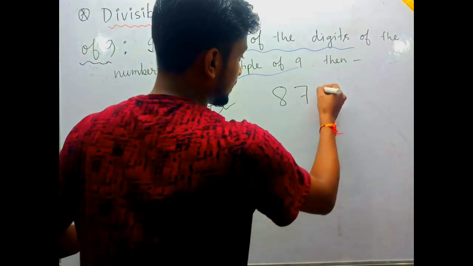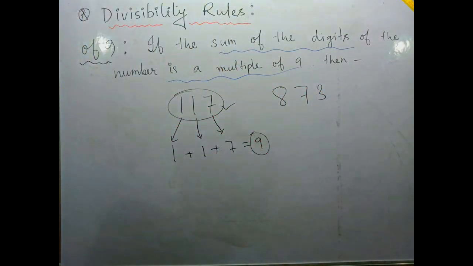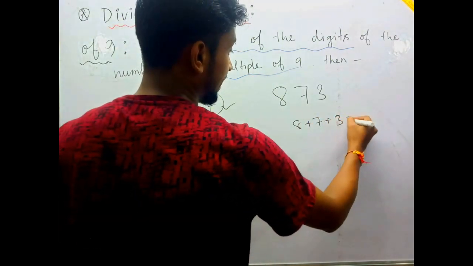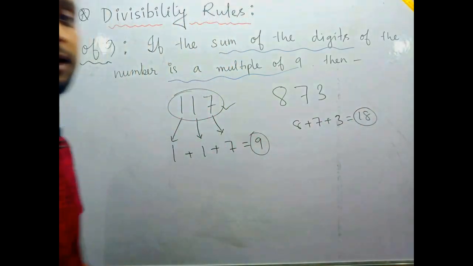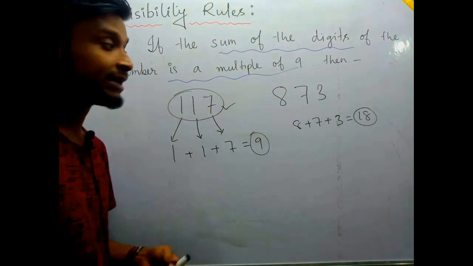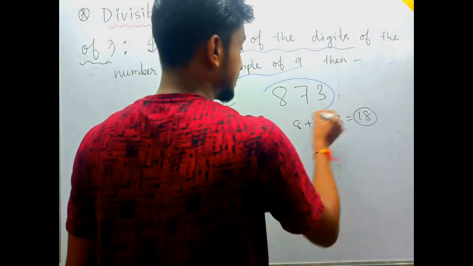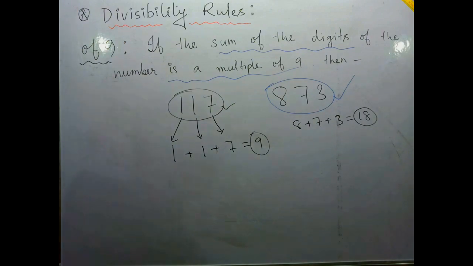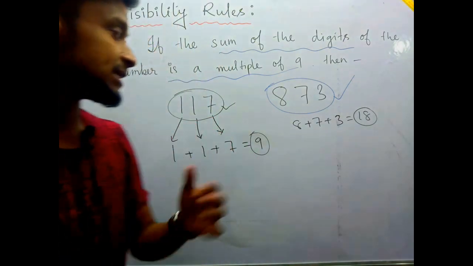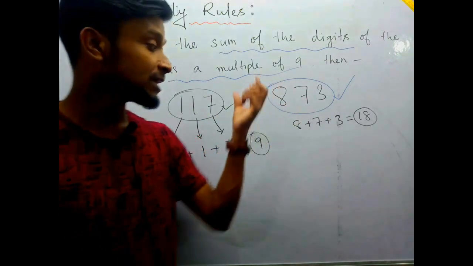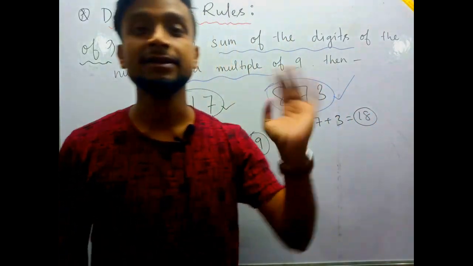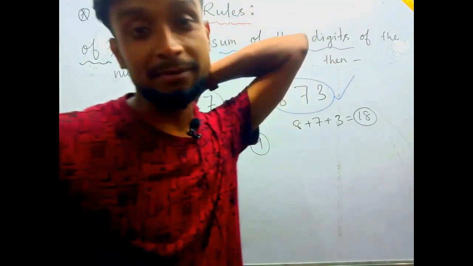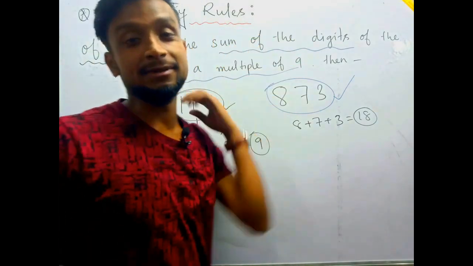So 873, what about this? Now see, 8 plus 7 plus 3 is 18, which is a multiple of 9, that means 18 comes in the table of 9. So we can say that 873 is also divisible by 9, similar to the divisibility rule of 3. We just sum the digits, and if the result is a multiple of 9, then the whole number will be divisible by 9.